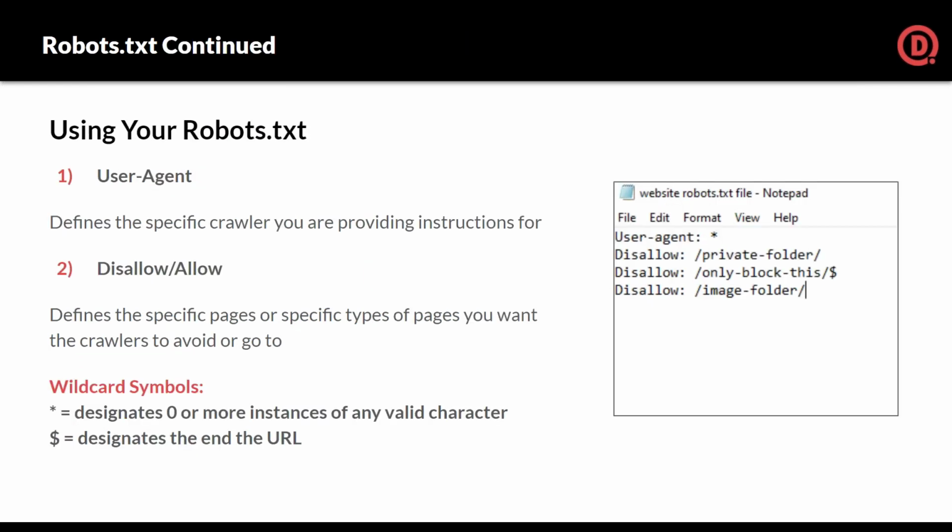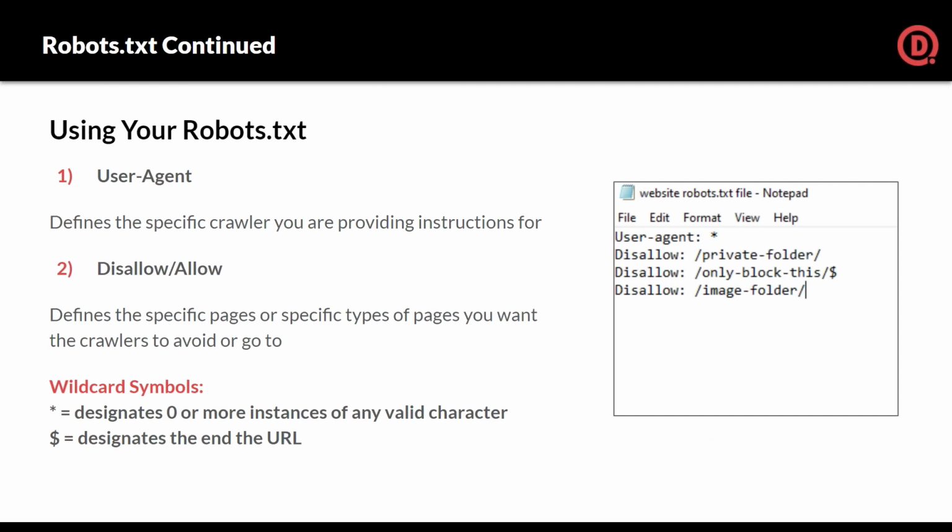When we're using a robots.txt, the user agent is really just defining the specific crawler that we want to be laying instructions for, and then we differentiate between allow and disallow for the specific types of folders or paths that we want crawlers to avoid or go to. A quick little note here, the wildcard symbols, there's only two of them: the asterisk, which designates 0 or more instances of any valid character, or the $, which designates the end of a URL.